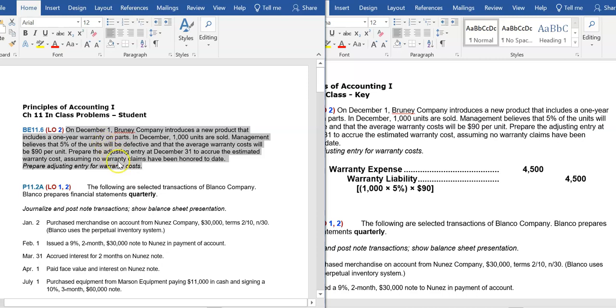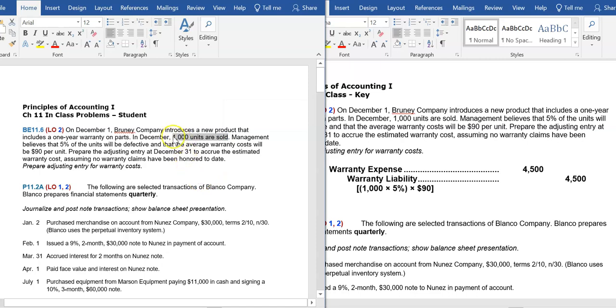For example, here on December 1st, Bruni Company introduces a new product that includes a 1-year warranty on parts. In December, 1,000 units are sold. Management believes that 5% of the units will be defective and that the average warranty cost will be $90 per unit. As of December 31st, we need to record the amount of warranty expense they incurred in the same accounting period as the revenues earned as a result of offering that warranty.